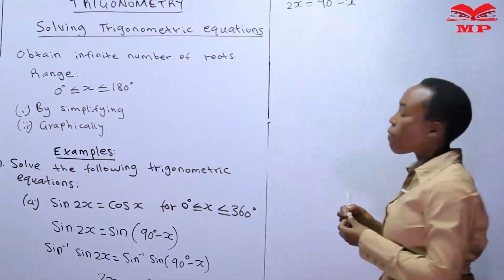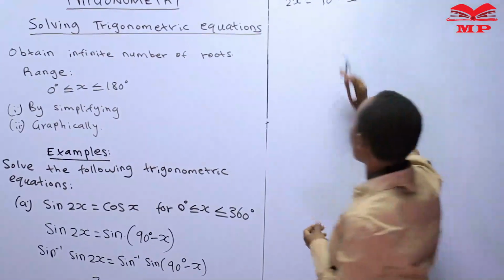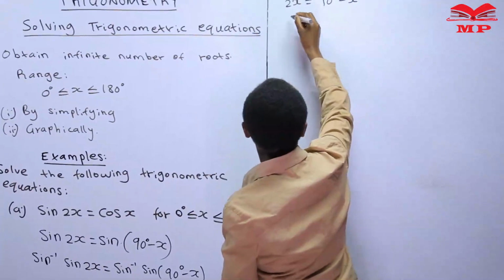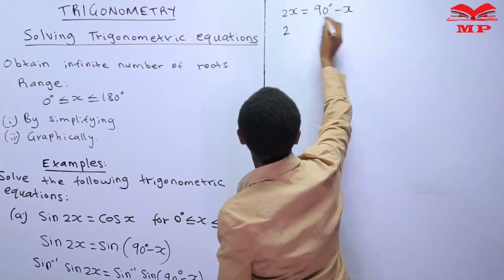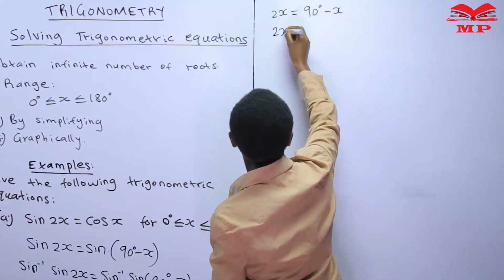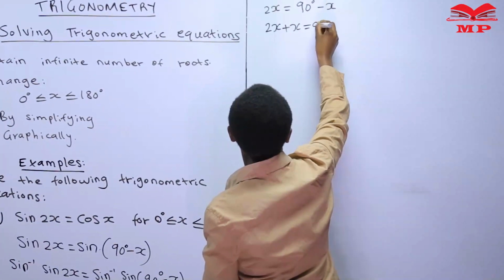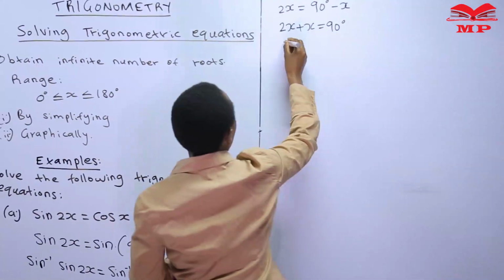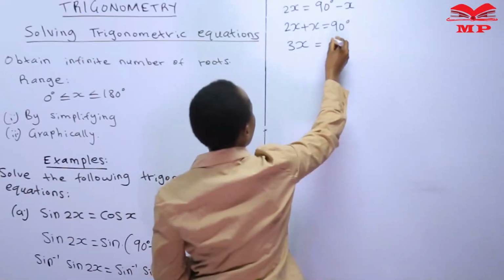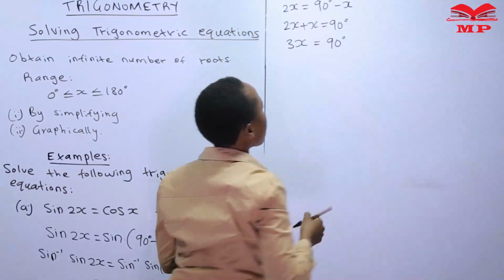We want to find the value of x, so we can bring the like terms together. We'll have 2x plus x is equal to 90 degrees. So we'll have 3x is equal to 90 degrees.